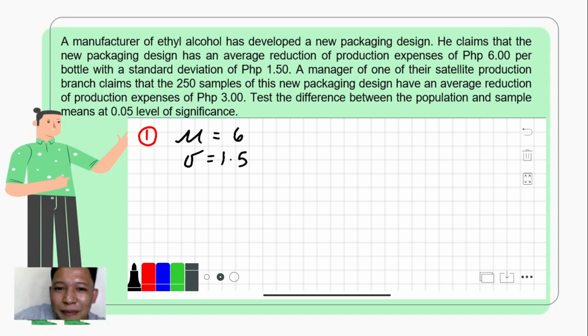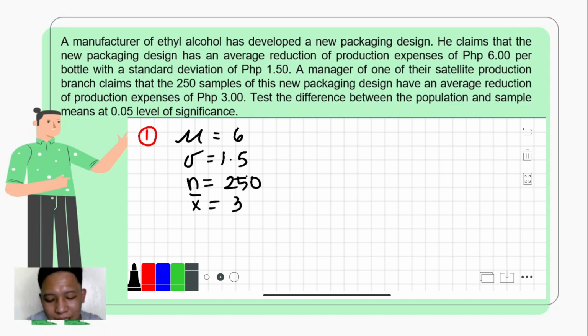But then again, it says here that a manager of one of their satellite production branches claims that the 250 samples, so our sample size is 250, of this new packaging design have an average reduction of production expenses of 3 pesos. So that is our sample mean. Our sample mean is 3 pesos. We are to test the difference between the population and sample means at 0.05 level of significance. So our alpha level is 0.05.